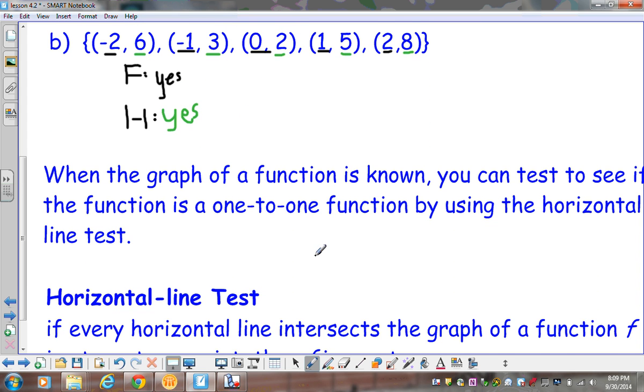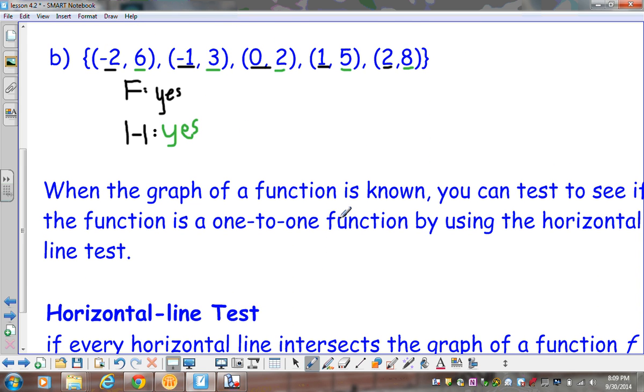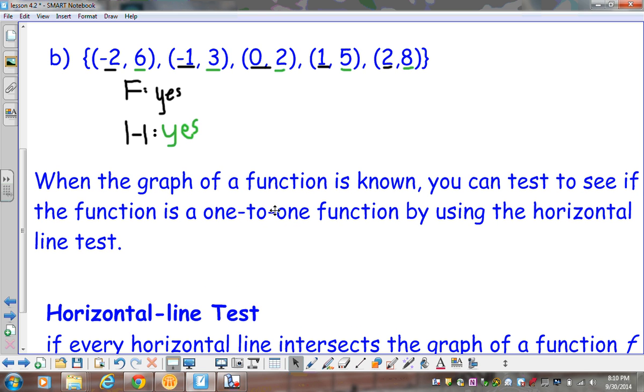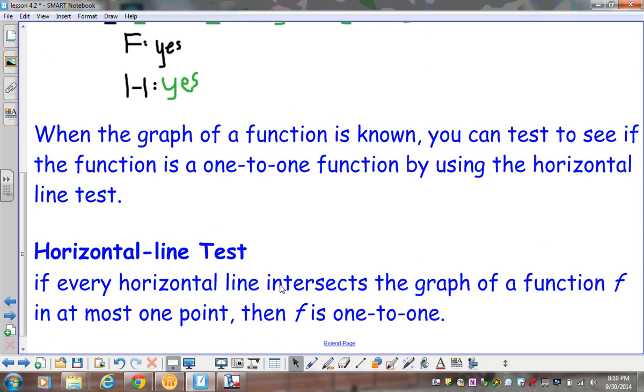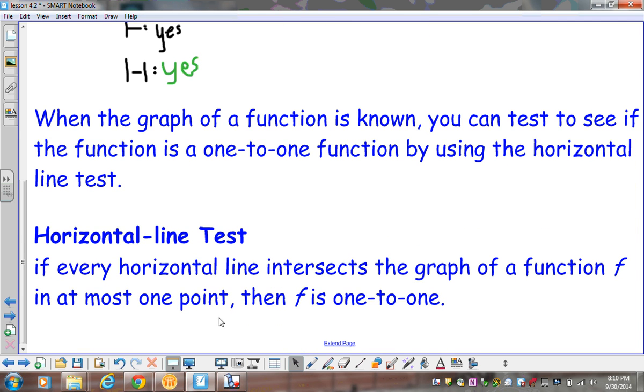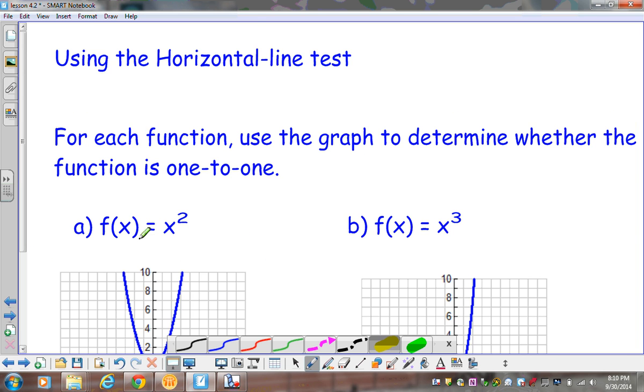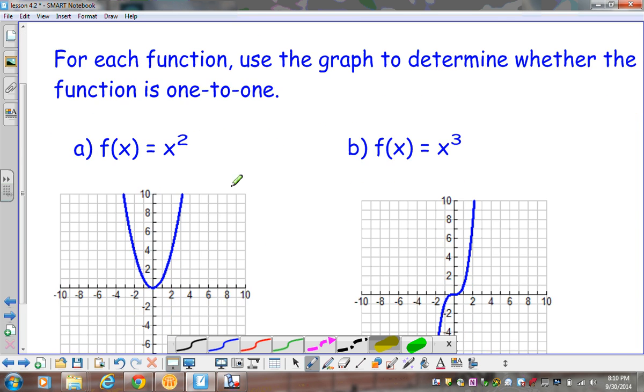Now, when we're looking at the graph of a function, like we brought up earlier, to determine if something is a function, we use the vertical line test. And to determine if something is a one-to-one function, we're going to use the horizontal line test. So first, we'll still do the vertical line test, and then we'll also do the horizontal line test to see if it is, in fact, a one-to-one function. For each function, use the graph to determine whether the function is one-to-one.